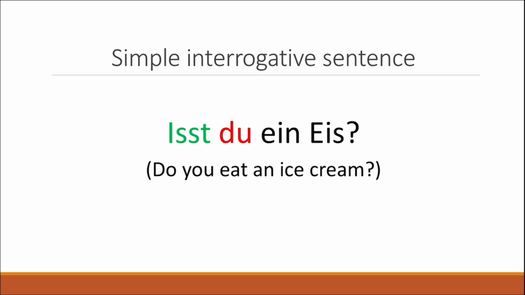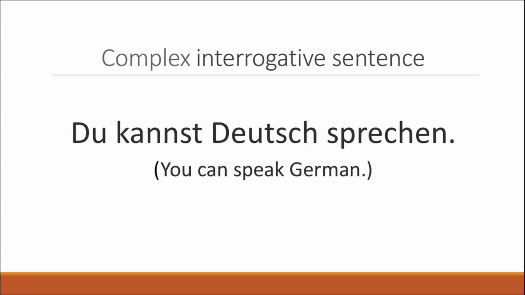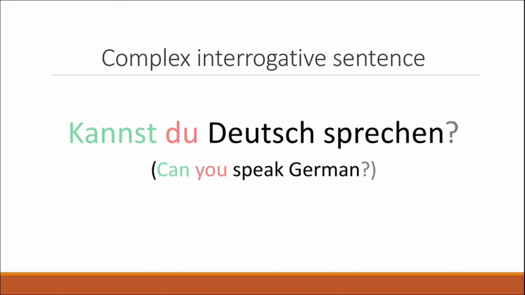Now, for a more complex sentence, such as "Du kannst Deutsch sprechen," in order to obtain an interrogative sentence, we simply invert the verb, in this case the auxiliary verb "kannst," with the subject again, which is in this case "du." So it is pretty similar to what we did early on.